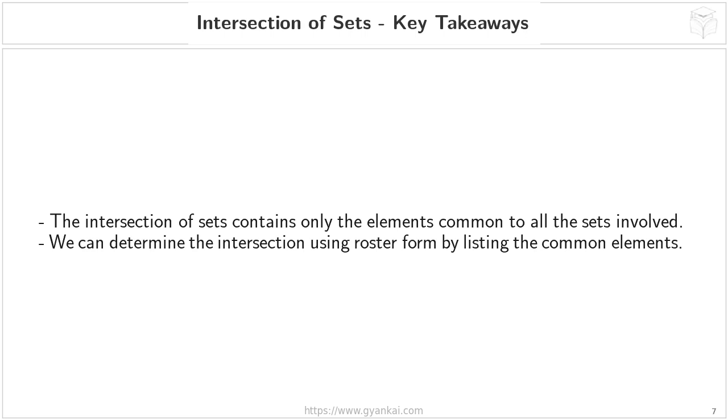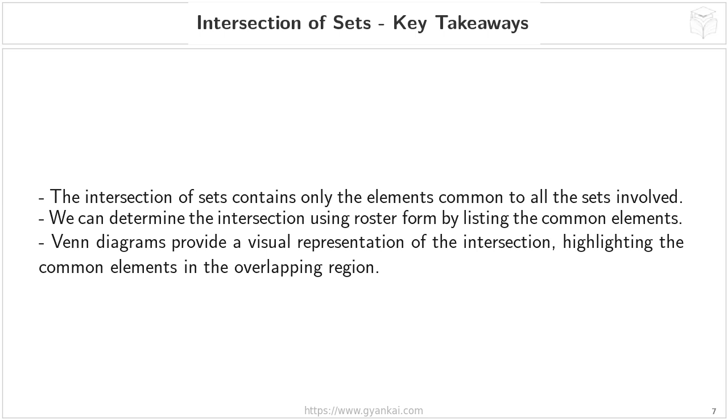Next, we can determine the intersection using what we call roster form. This simply means we list out the elements that are common to all the sets, enclosed in curly braces. We saw this in action with our examples, carefully going through each set and identifying the elements that appeared in all of them. Then, we explored how Venn diagrams can be incredibly helpful. They give us a visual way to understand the intersection. The overlapping region of the circles represents exactly that, the elements that are present in all the sets. It's a great way to see what the intersection is, especially when dealing with more complicated scenarios.